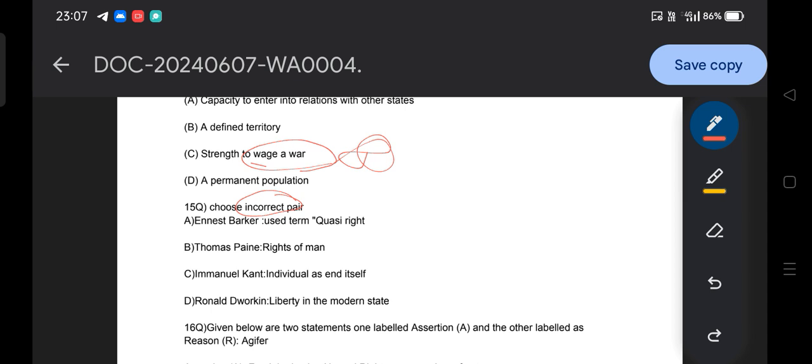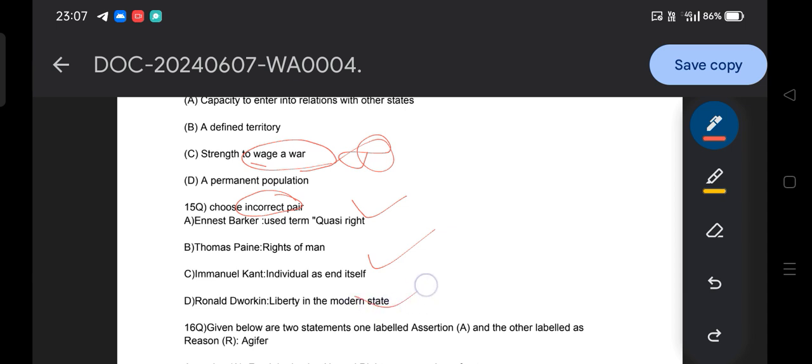Let me explain first. Ernest Barker used the term quasi rights, and he wrote the book Principles of Political and Social Theory. Thomas Paine, Rights of Man, is correct. Immanuel Kant considered the individual as an end in itself in his concept of categorical imperatives. The categorical imperative is a universal concept which says that each and every individual should be treated as an end, not as a means. That's why the individual is an end in itself.